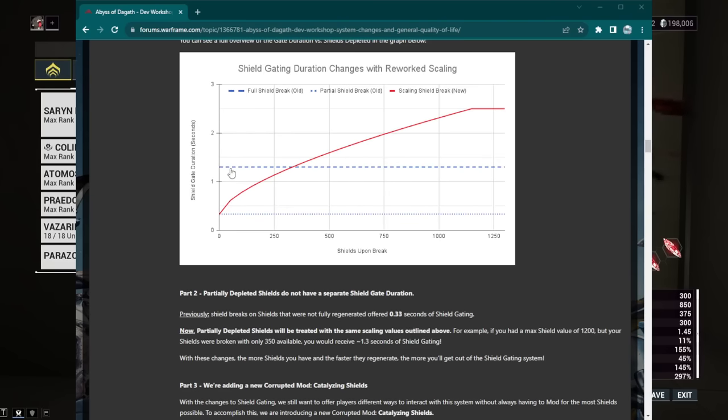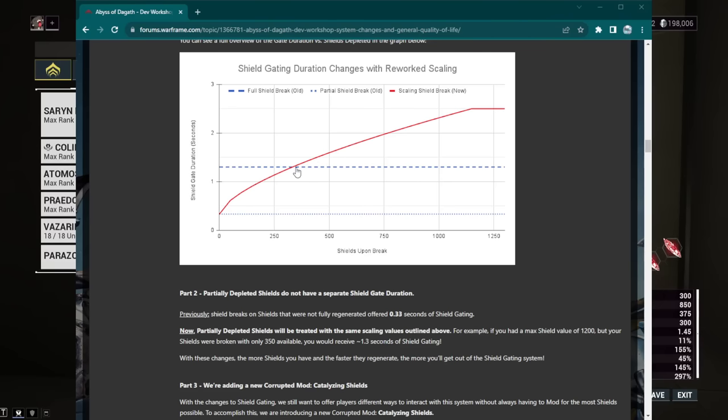As you can see right here, this dashed line at the top is the current live version of the game. Full shield break, 1.3 seconds. If you had a partial shield break, it was always 0.3 seconds. Now it's like, okay, how many shields did you have? The lowest of the low is going to be when you're at like 10 shields. But as you get multiple hundred shields, you're getting back to a normal shield gate.